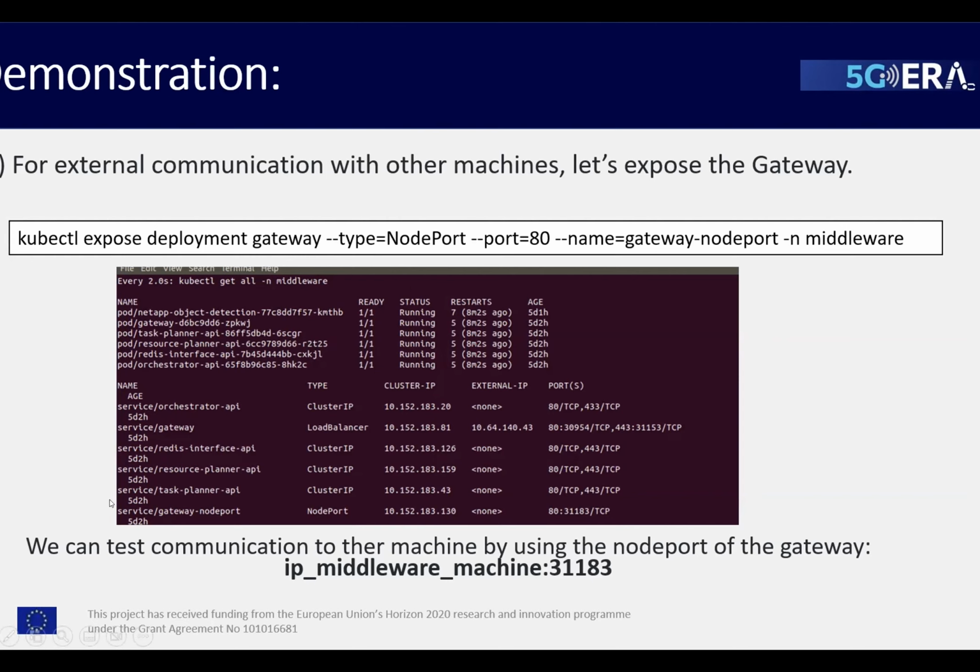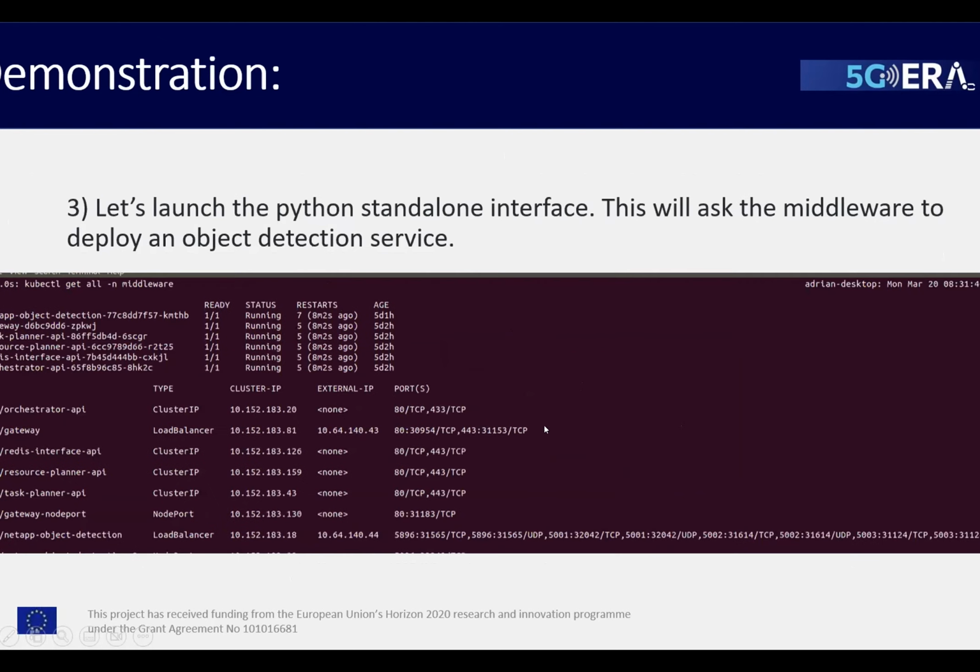What is going to happen next is that we can actually try to validate if the robot can reach the middleware by going to the web browser and putting in the IP address of the middleware machine, followed by the port that was provided by the node port over here. And we should be able to see also gateway reachable.